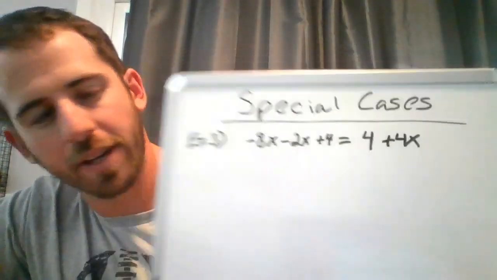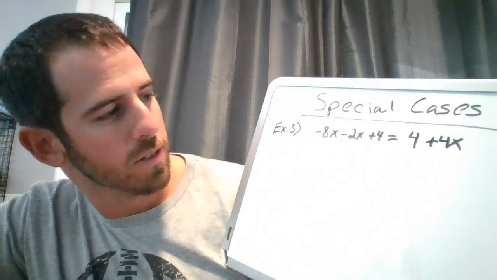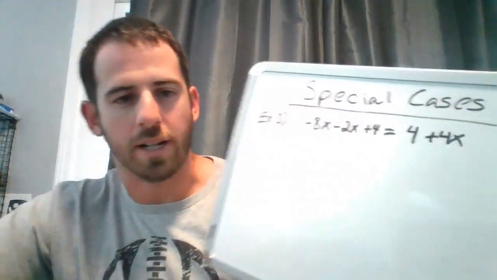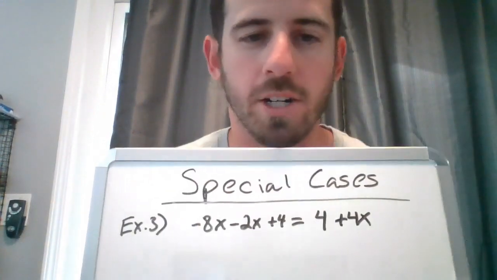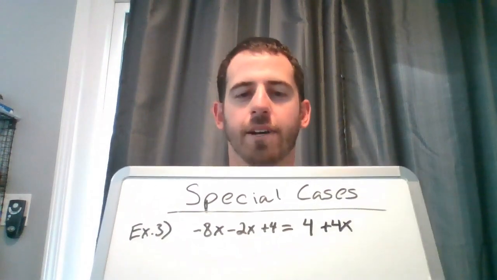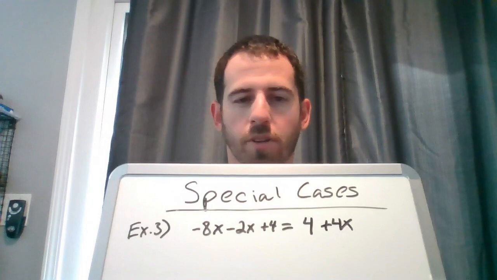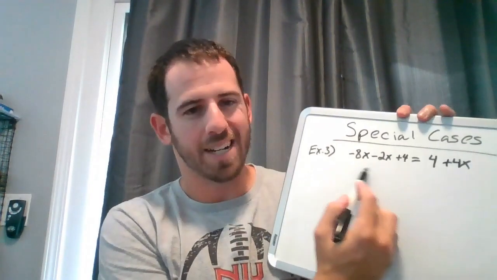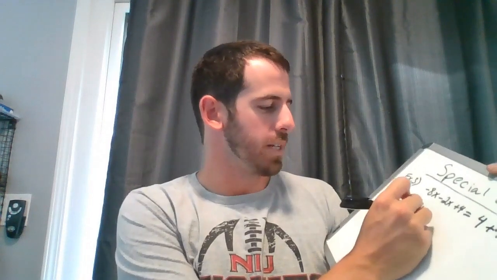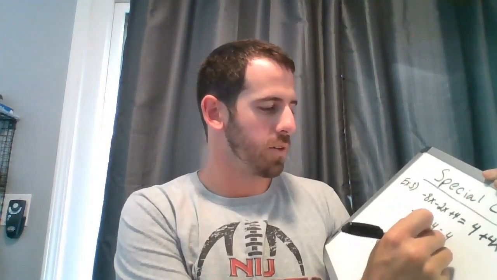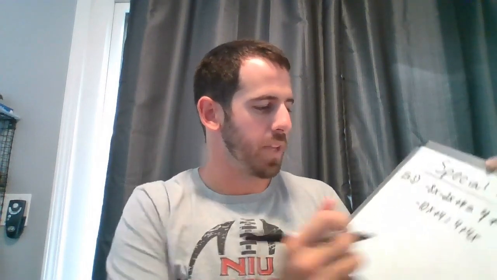Here's the problem. We got negative 8x minus 2x plus 4 equals 4 plus 4x. Now, some people are going to go against what I have kind of told them on moving the variables first, which is perfectly fine. It doesn't really matter, but we'll just solve. Combine here first, we get negative 10x plus 4 equals 4 plus 4x.